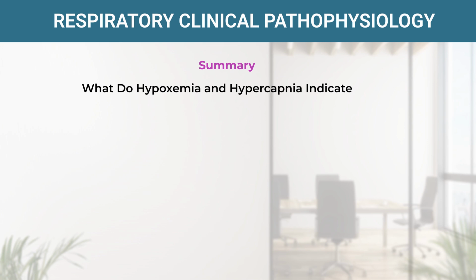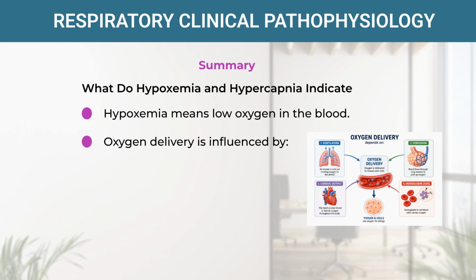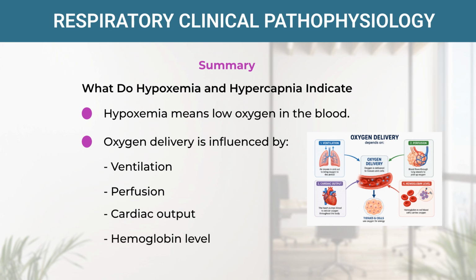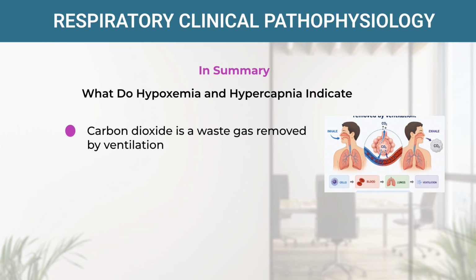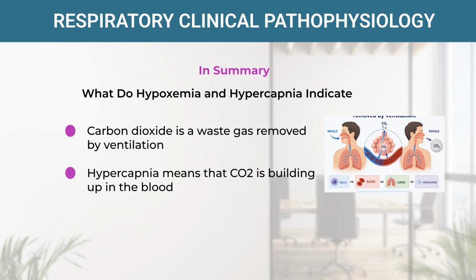In summary, we saw what hypoxemia and hypercapnia indicate. We said that hypoxemia means low oxygen in the blood. Oxygen delivery is influenced by ventilation, perfusion, cardiac output, and hemoglobin level. And for hypercapnia, carbon dioxide is a waste gas removed by ventilation. Hypercapnia means that carbon dioxide is building up in the blood.